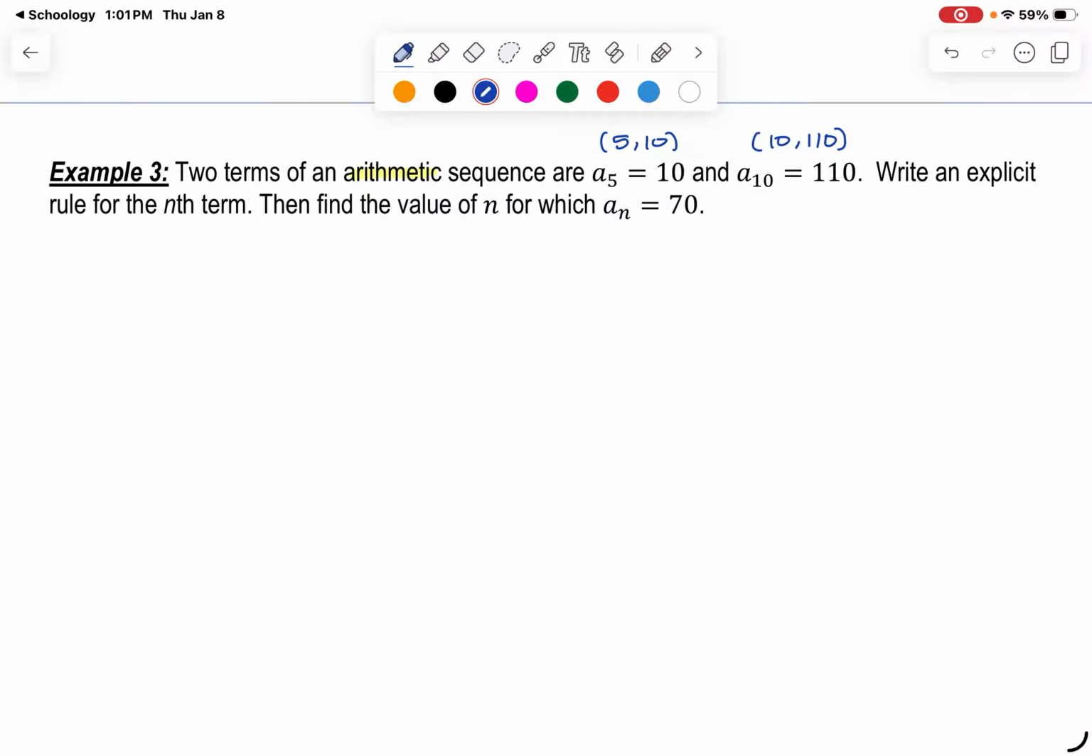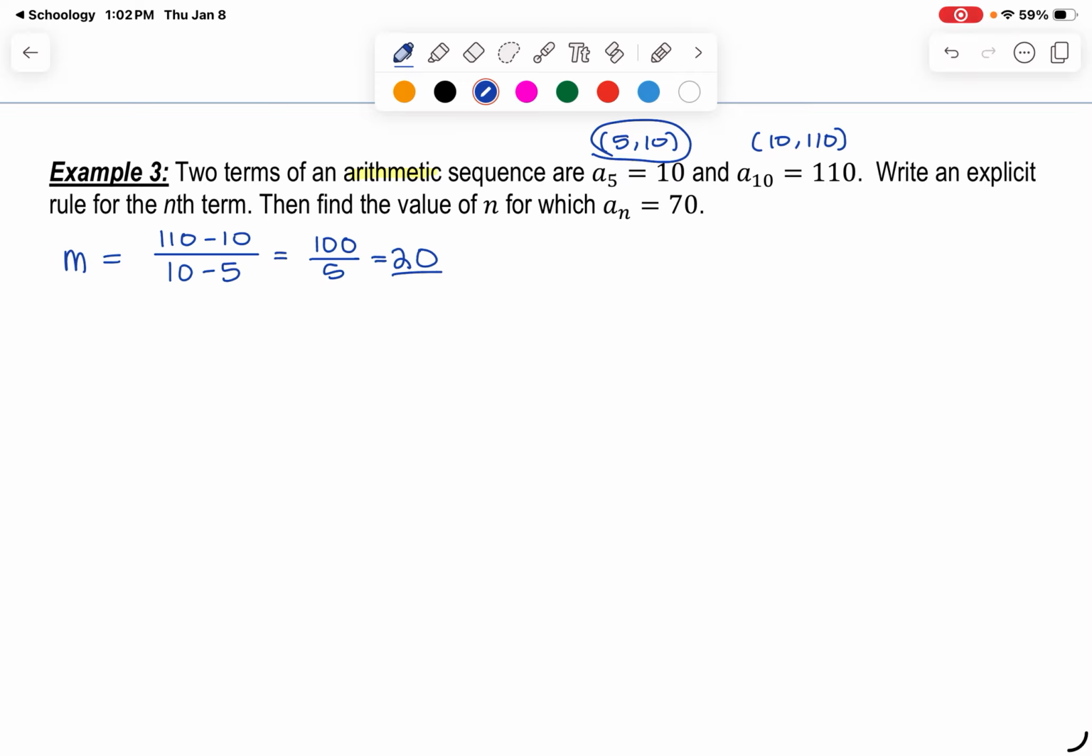So I'm going to find the slope. I lost myself for a second. So the slope is y2 minus y1 over x2 minus x1. So 110 minus 10 over 10 minus 5. So that's 100 divided by 5, which is 20. Okay, so the slope, 20, done, okay? And now I can use a point and the slope, right, to finish my problem. Now I can do y minus y1 equals m times x minus x1.